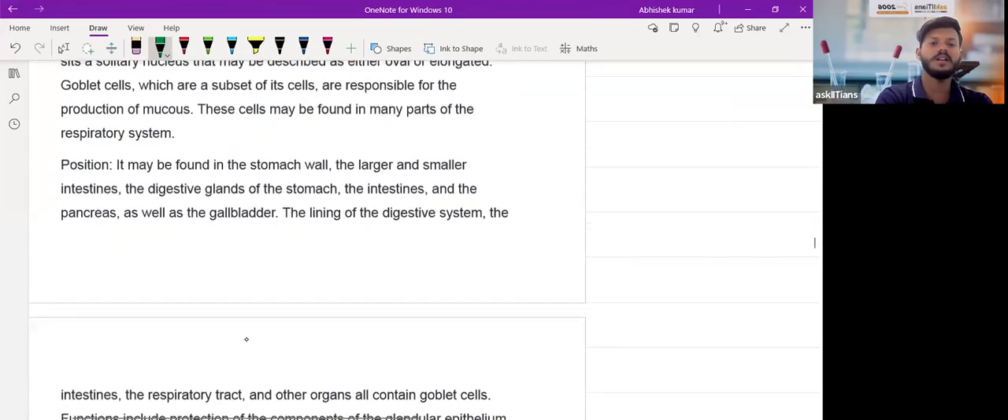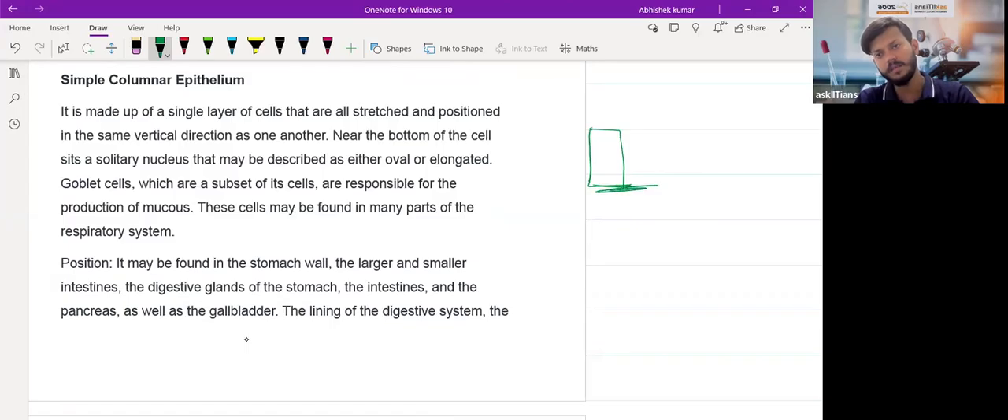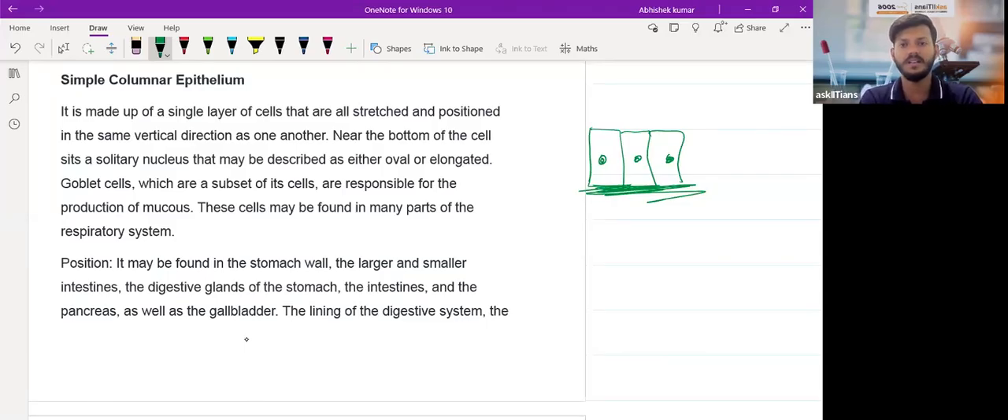Then we have columnar epithelium. Columnar epithelium are column type. They are elongated, long, and there is a basement membrane also present. So this is your columnar epithelium. It is made of a single layer of cells that are stretched and positioned in the same vertical direction. So this is in the vertical direction. Near the bottom of the cell sits a solitary nucleus that may be described as either oval or elongated. So the nucleus is present at the bottom side.